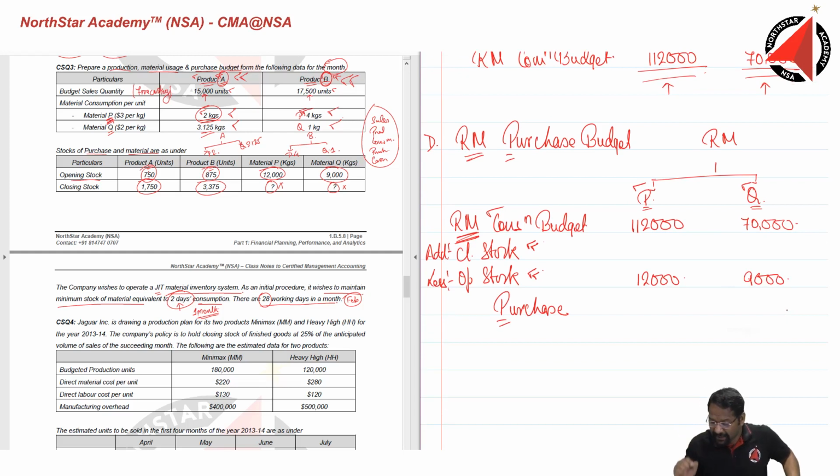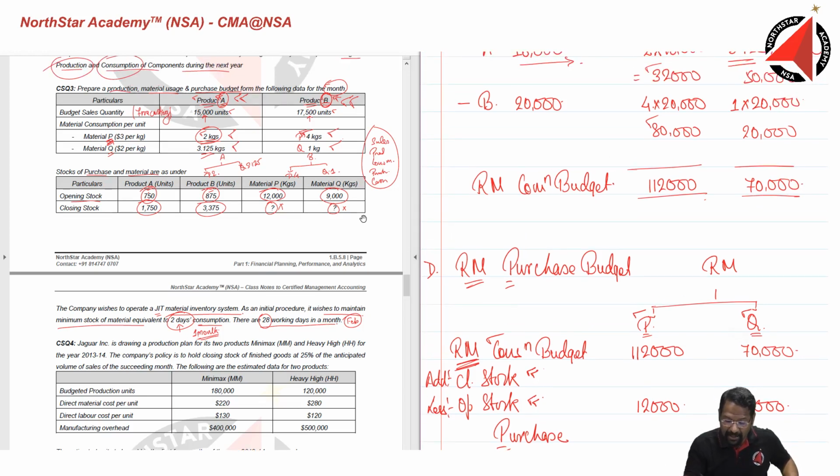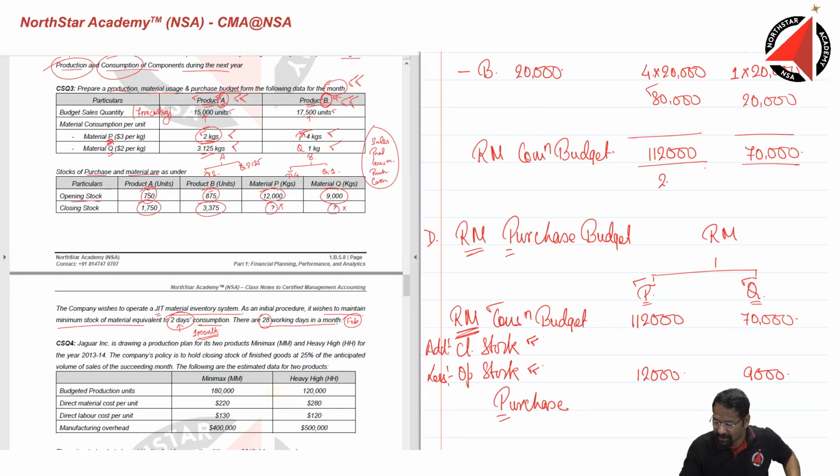Now can I say this is the raw material consumption for how many days? So this is the raw material consumption for the month. And 1 month is equal to how many days? So it is equal to 28 days. Is it equal to 28 days? So can I get 2 days consumption? Why do I need 2 days consumption? Because question says my closing stock will be equal to 2 days consumption. So formula should be 112,000 divided by 28 days into 2 days.